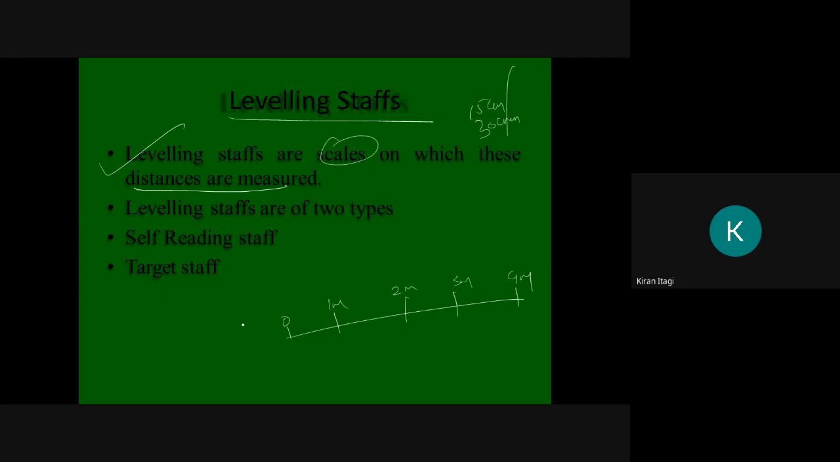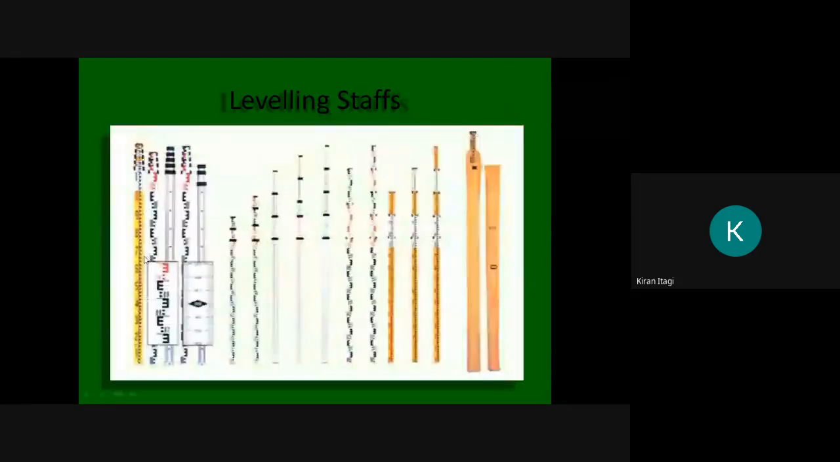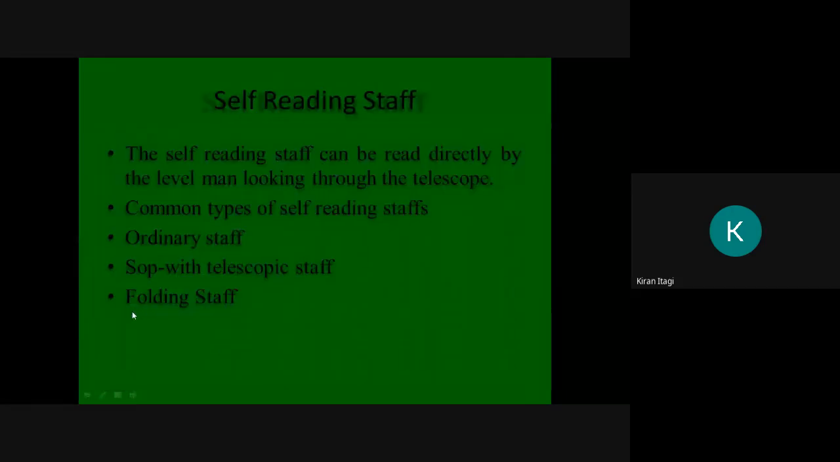Next, leveling staffs are of two types: self-reading staff and target staff. The self-reading staff can be read directly by the level man looking through the telescope. The person who is taking the sight can directly read the readings present on the staff.